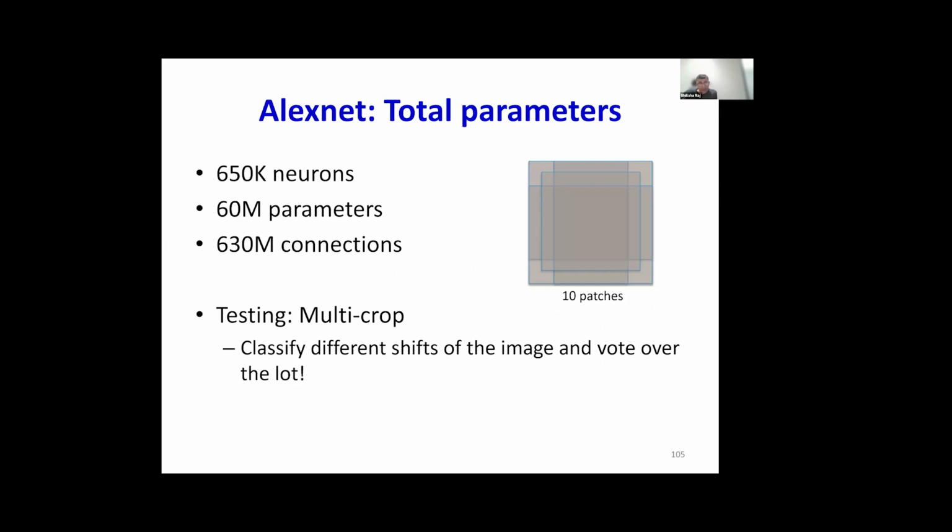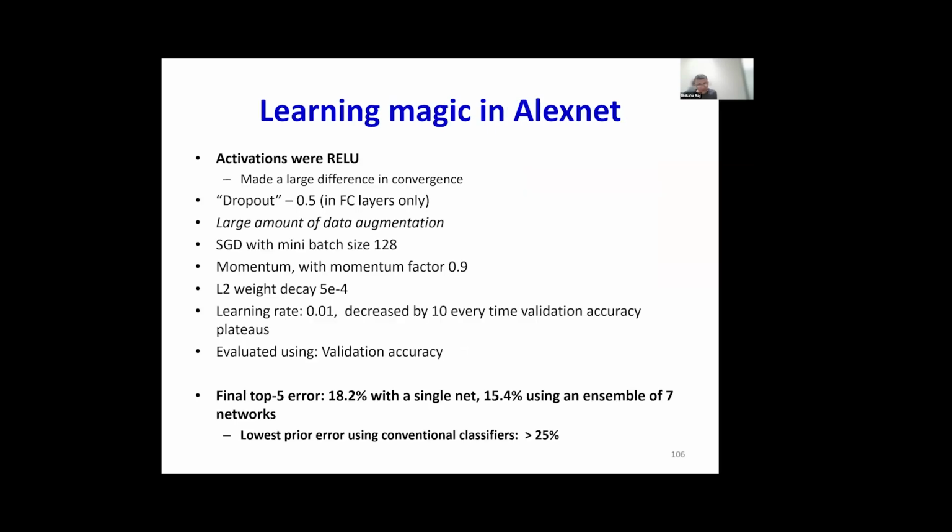And this was a large model for its time. It had 60 million parameters, 650,000 neurons, 630 million connections. And during testing, they took just one image, cropped the image in many different ways, classified each of them, and voted over the entire lot. And eventually, when they were done, they had brought this error down from 25% to 18.2% with a single network. And if they used an ensemble of 7 networks, that error went down to 15%.